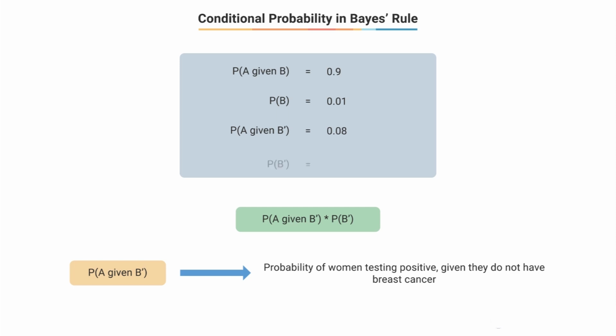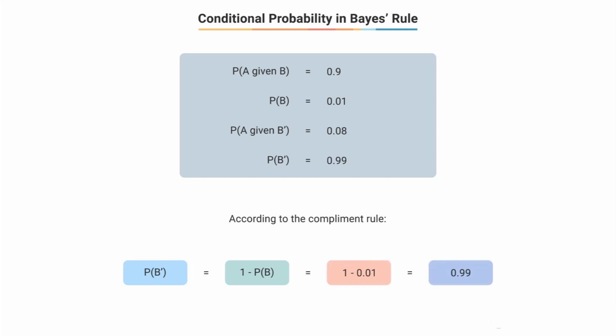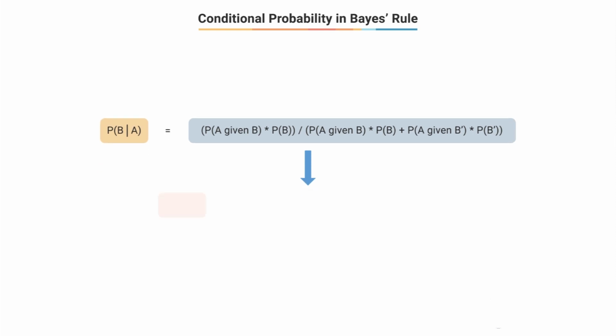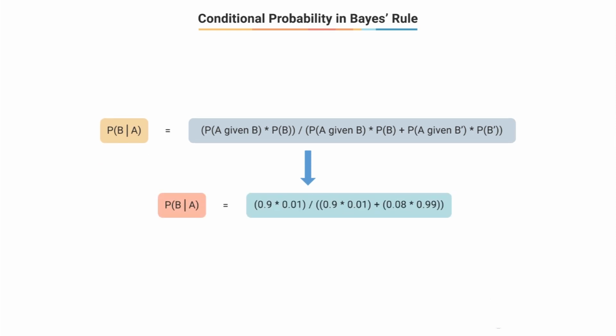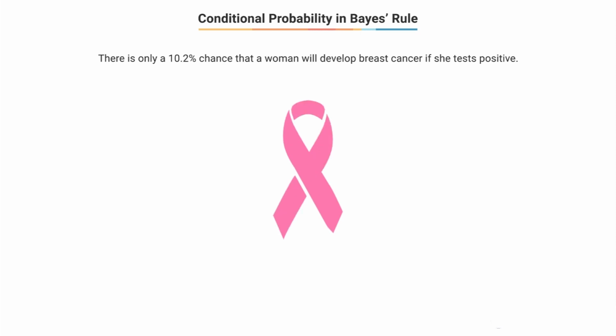So finally we are left with probability of B dash. This is simple. It will be nothing but the complement of B. Recall the complement rule here. Therefore, probability of B dash will be 1 minus probability of B, which is 1 minus 0.01, which is equal to 0.99. So let's plug in these values and we have probability of B given A equal to 0.9 into 0.01 divided by 0.9 into 0.01 plus 0.08 into 0.99, which is 10.2% or 0.102. Hence, there is only a 10.2% chance that a woman will develop breast cancer if she tests positive.